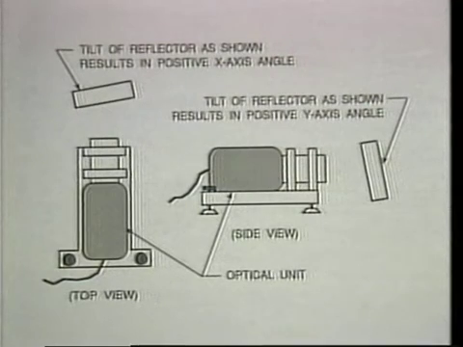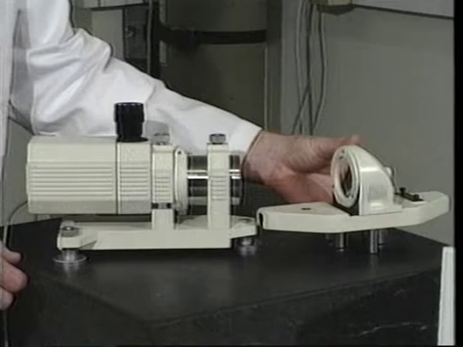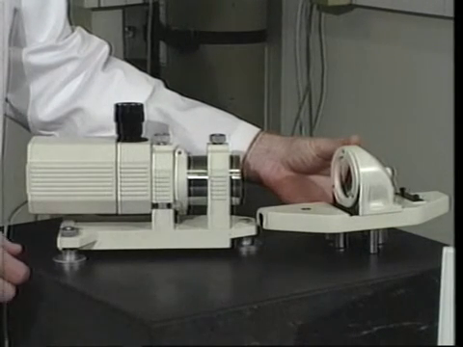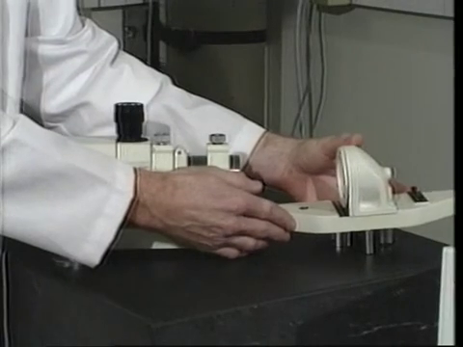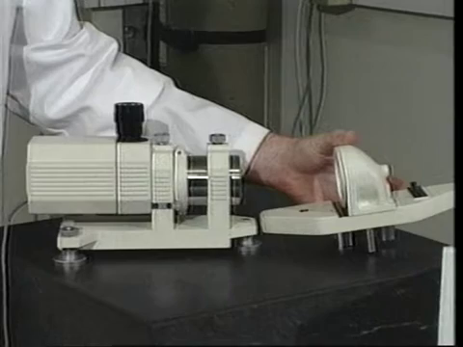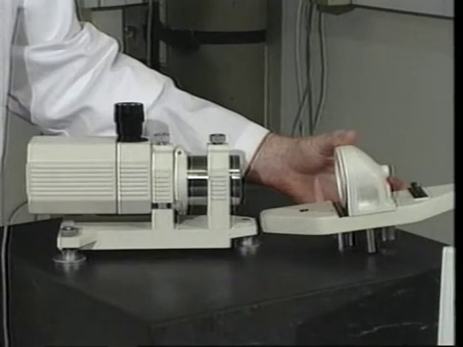The x-axis is the attitude axis with positive angles resulting when the left side of the reflector is closer to the autocollimator than the right side of the reflector. The y-axis is the altitude axis with positive angles resulting when the top of the reflector is closer to the autocollimator than the bottom of the reflector.